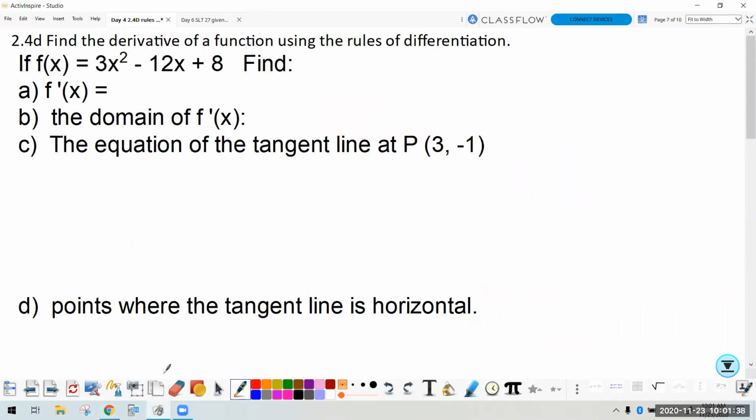Okay, so here's how we're going to use the power rule and the equations of the tangent line. This is the kind of problem that we're going to practice with. Go ahead and write down all 4 parts and the given function, and then we'll do every part together.